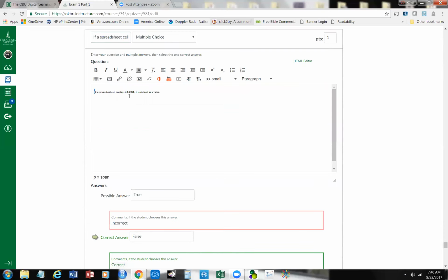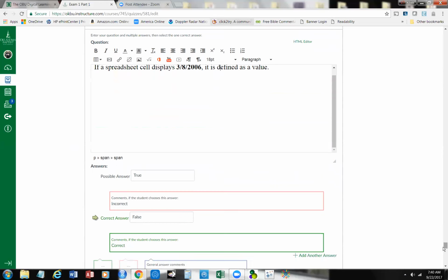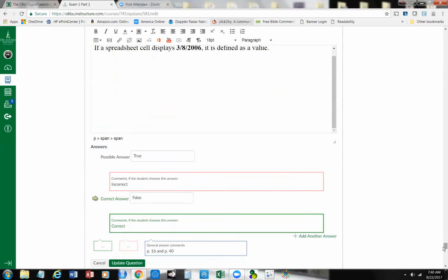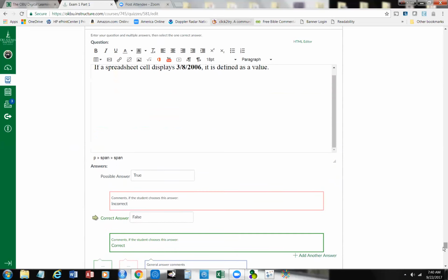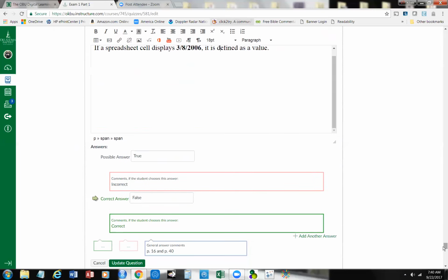Now we have a little bit of a play on that. I'll make this a little bit bigger. If a spreadsheet cell displays 3/8/2006, it is defined as a value. No, it's defined as a date. So that's false. But true, you got it right. But false, correct, because it's defined as a date.